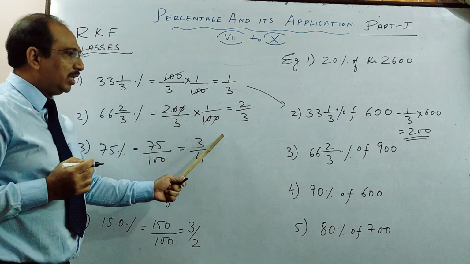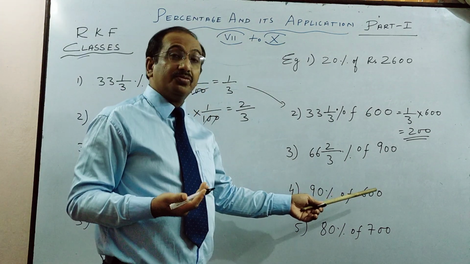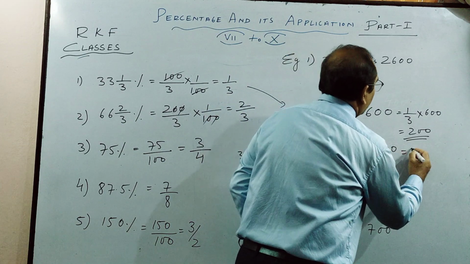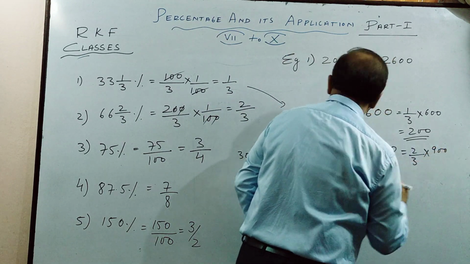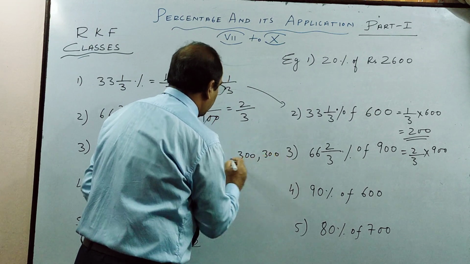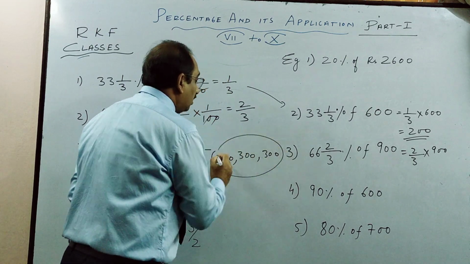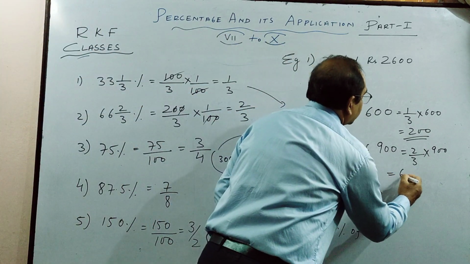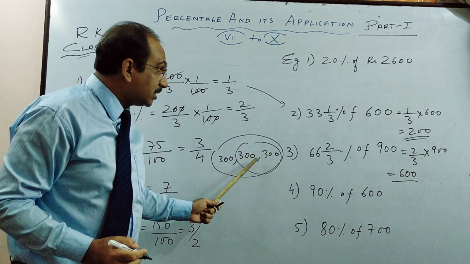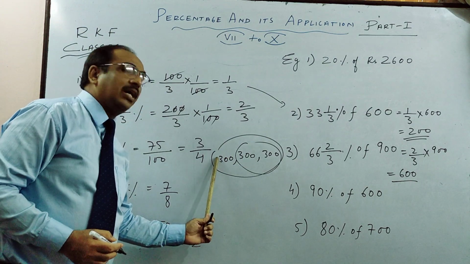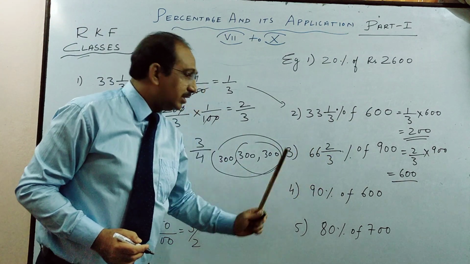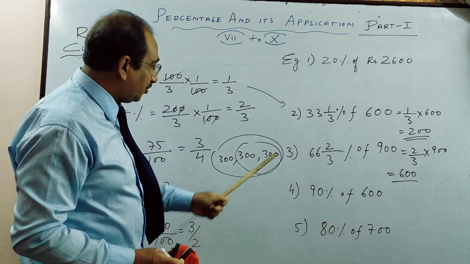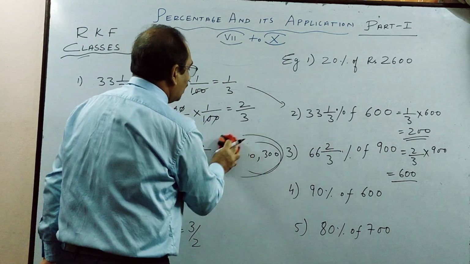See, here I have shown you the calculation. 900, 2 parts out of 3. You divide 900 into 3 parts. So this is 2/3 of 900, and you can do this mentally: 300, 300 and 300. We divide 900 into 3 parts and take 2 parts out of that, which is 600. In the same way, if somebody asks what is 33 1/3 percent of 900, take 1 part, it will be 300. So this is 1/3 and this is 2/3. These are very easy, you just have to remember them.